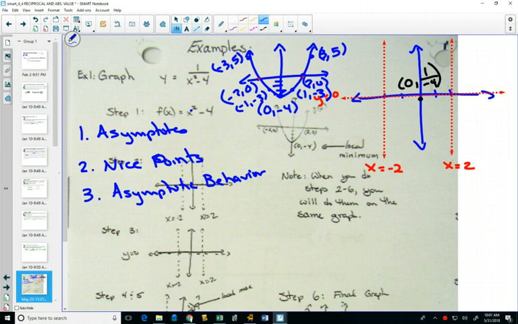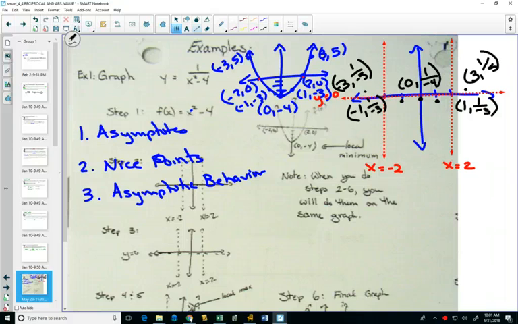Where do those points go? 1, -3 changes to 1 over -3. -1, -3 changes to -1, 1 over -3. 3, 5 changes to 3, 1 over 5. -3, 5 changes to -3, 1 over -5.